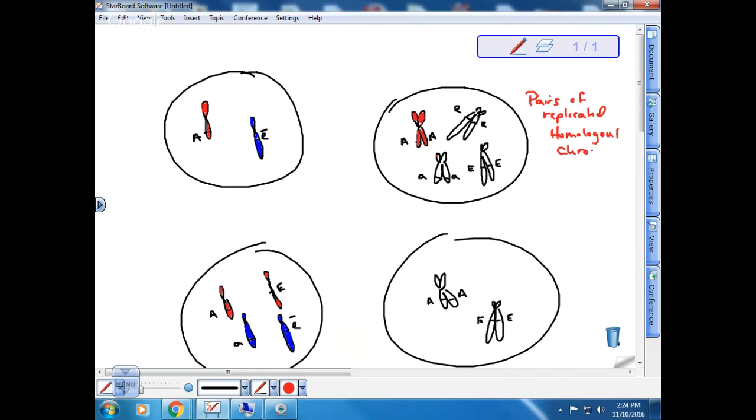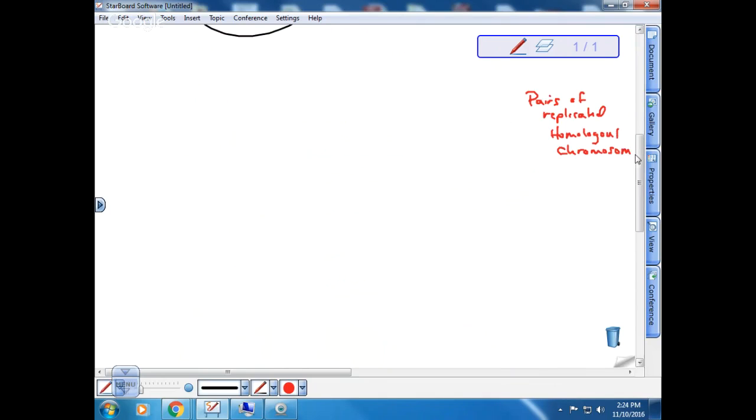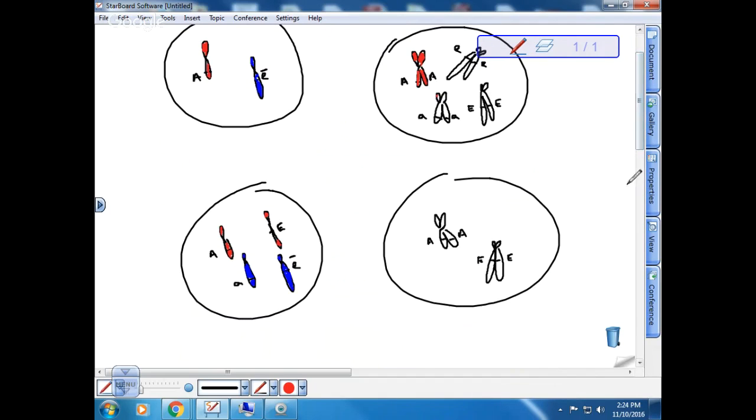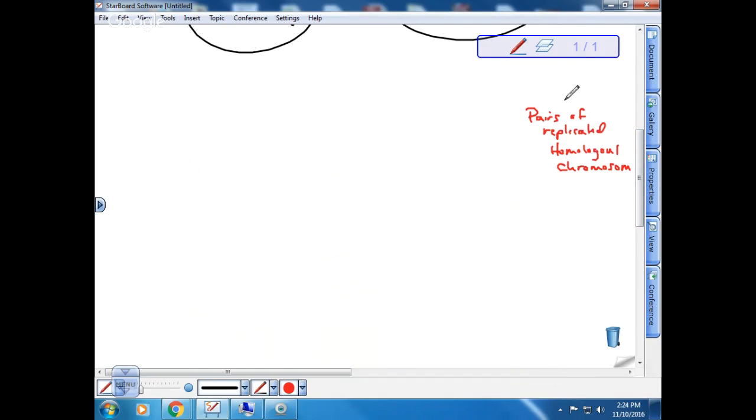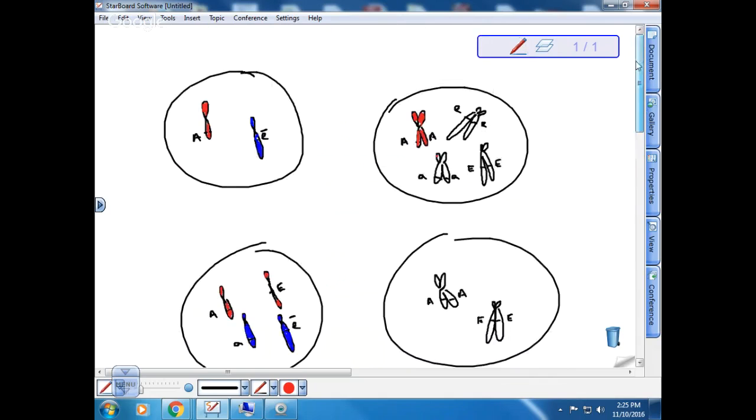Is that the sister chromosomes, or is that different? That is different. Oops, what happened? Oh, moved it. Technological difficulties. So these are pairs. I'll explain sister chromatids in a minute. Okay, so that should say pairs of replicated chromosomes. Right. So the sister chromatids are right here. So those would represent the sister chromatids. So these are sister chromatids.